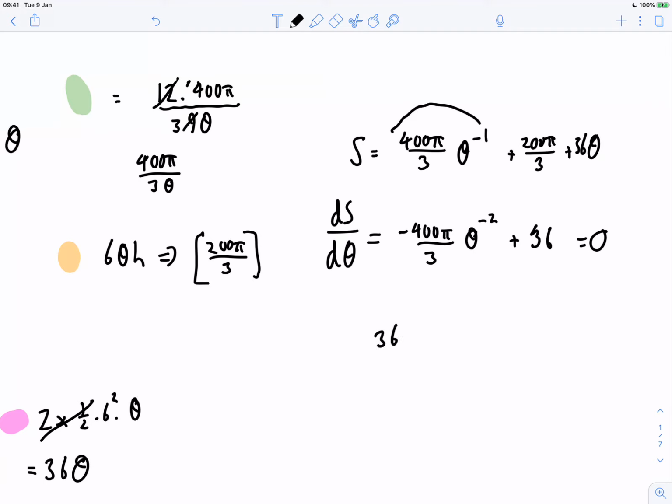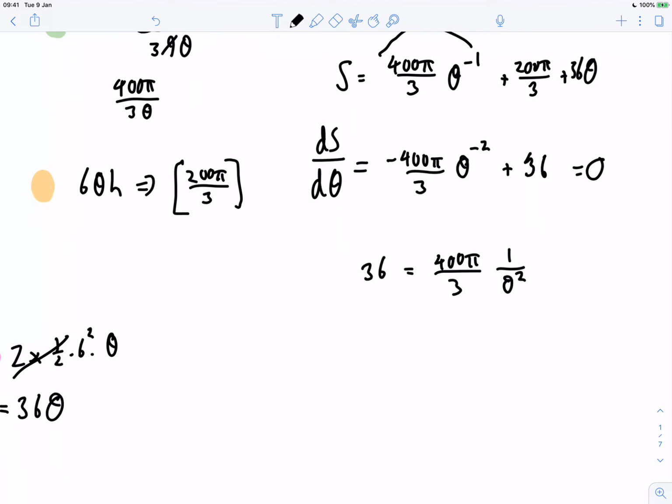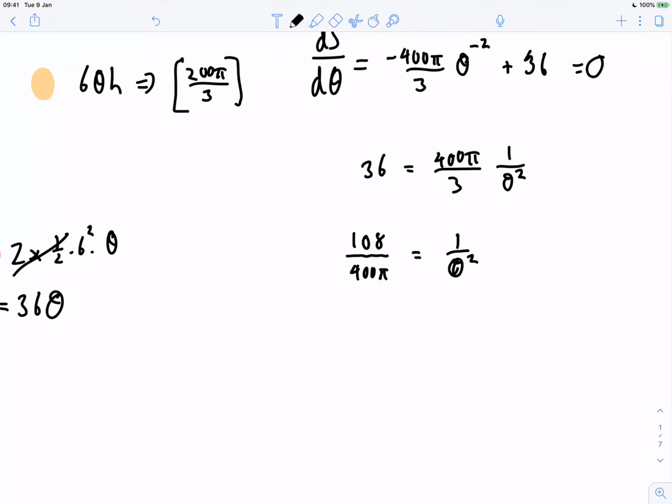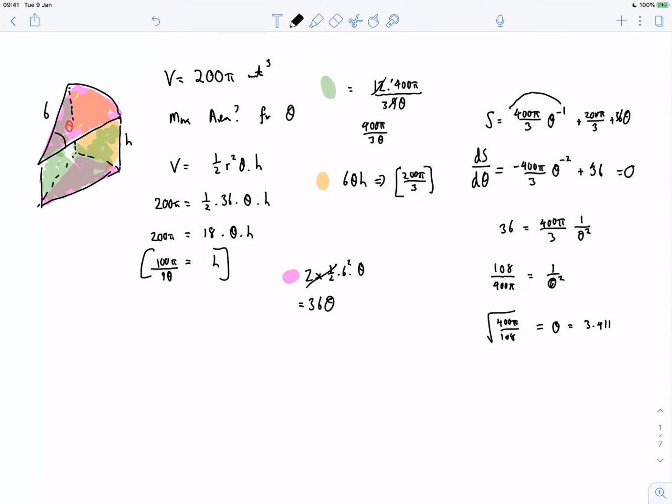So if I add that over, I'm going to get 36 equals 400 pi over 3, lots of 1 over theta squared, which is theta to the minus 2. If I times by 3, 3 times 36 is 108, and this is over 400 pi. This equals 1 over theta squared. So then if I flip this, it's theta squared equals 400 pi over 108, and then square root this. I want the positive theta, as a negative angle just doesn't make sense. So the square root of 400 pi over 108 will mean theta has to be approximately 3.411 radians for this to be maximal, which is interesting.